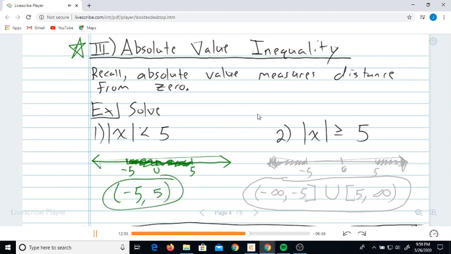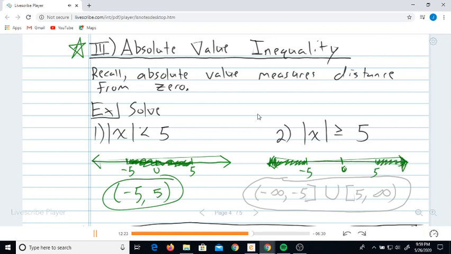Now, if I flip it around, what numbers are more than 5 units away from 0? Well, then the sky's the limit. I can go way out to the left into the negatives, or I can go way out to the right to the positives.